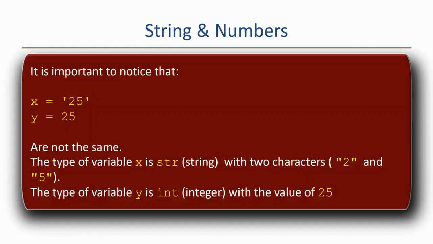It is important to notice that when you say x is equal to string 25 is completely different from the time when you say y is equal to the integer 25. These two are not the same. The type of the variable x is a string with two characters being 2 and 5. The type of variable y is an integer with the value of it being 25.